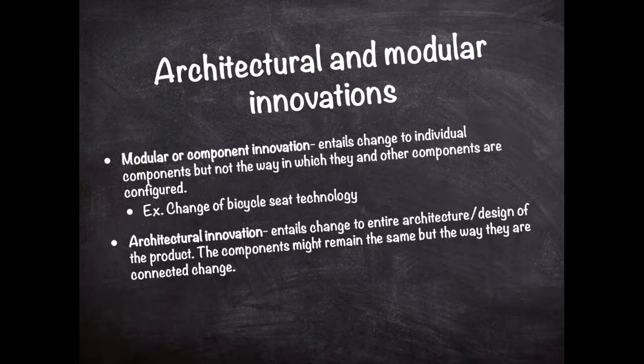Architecture innovation, on the other hand, entails change to the entire architecture or design of the product. The components might remain the same, but the way they are connected changes. So if you add one new thing to the innovation, that means changing the entire architecture of it. And the example that Schilling gives is the high-wheel bicycle that is exchanged for a safety bicycle.